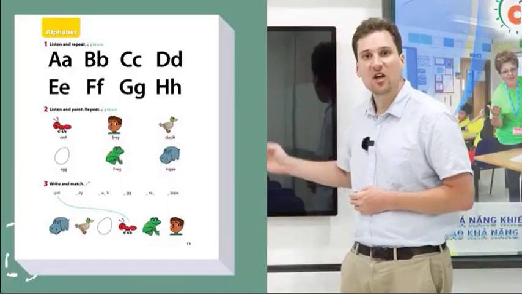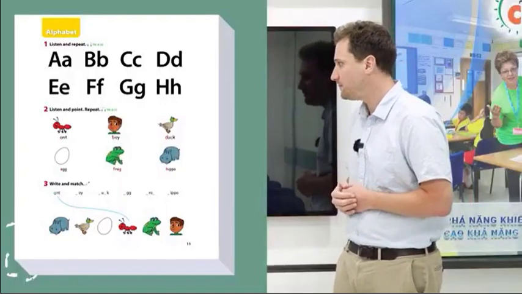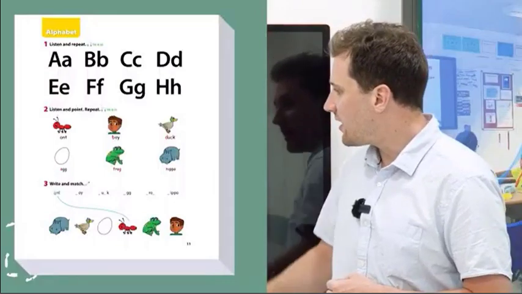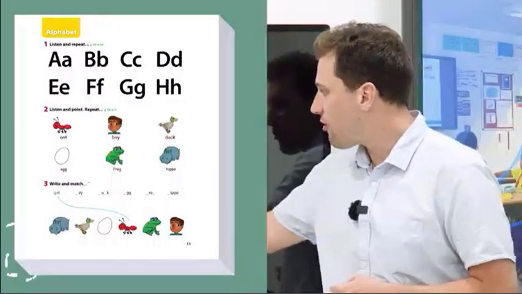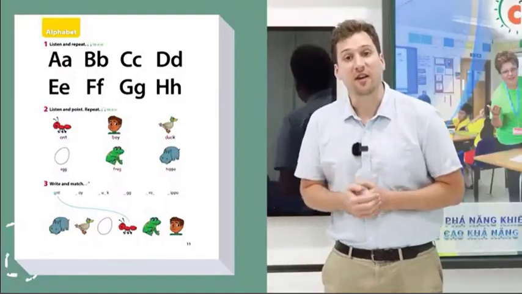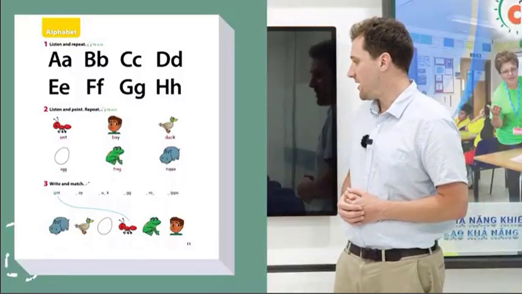In exercise 2 we have some pictures of things that start with each letter. So ant, boy, duck, egg, frog, hippo. And when the students are comfortable with those words, you can then move on to exercise 3.